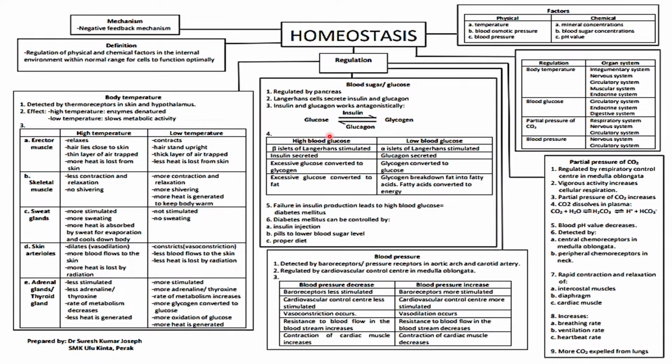Okay, and look at this one, a simple equation here. Glucose will be converted to glycogen by insulin, while glycogen will be converted to glucose by glucagon. Alright, now look at this table here. High blood glucose and low blood glucose.